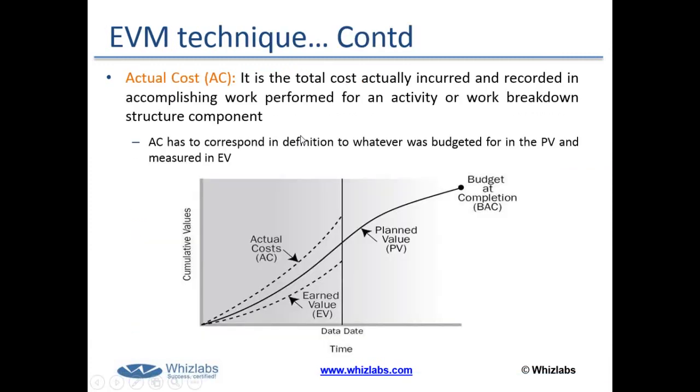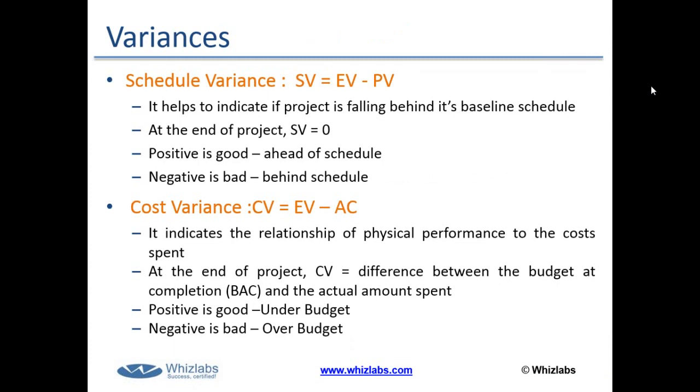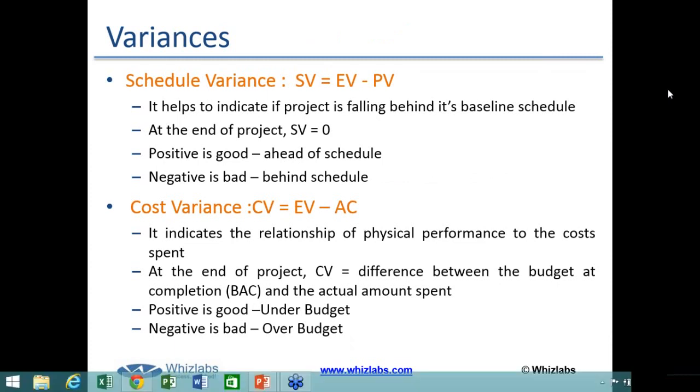which is not a very good scenario. So using earned value management, we basically derive different types of data. The first one is called schedule variance, and the second one is called cost variance. When we say schedule variance, we want to know if we are behind schedule or ahead of schedule.